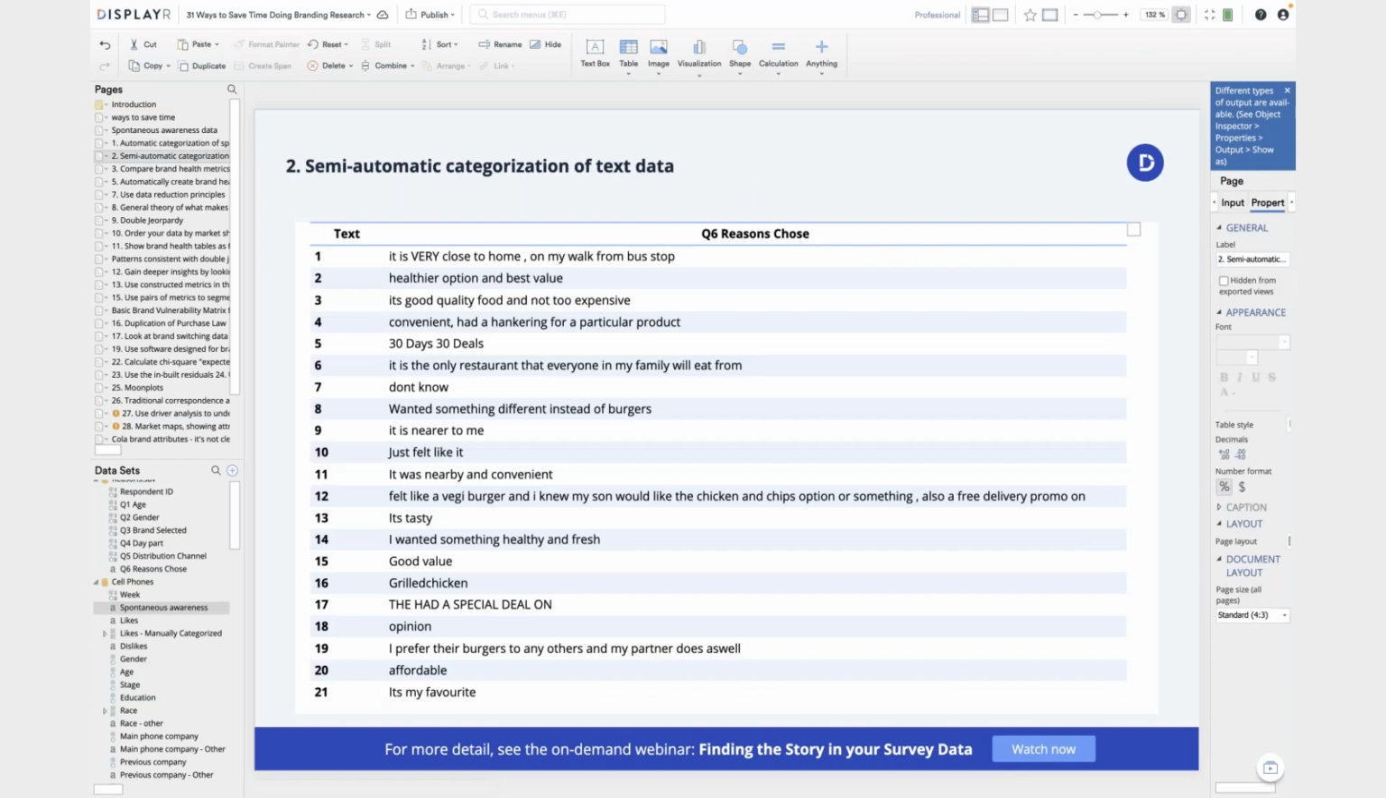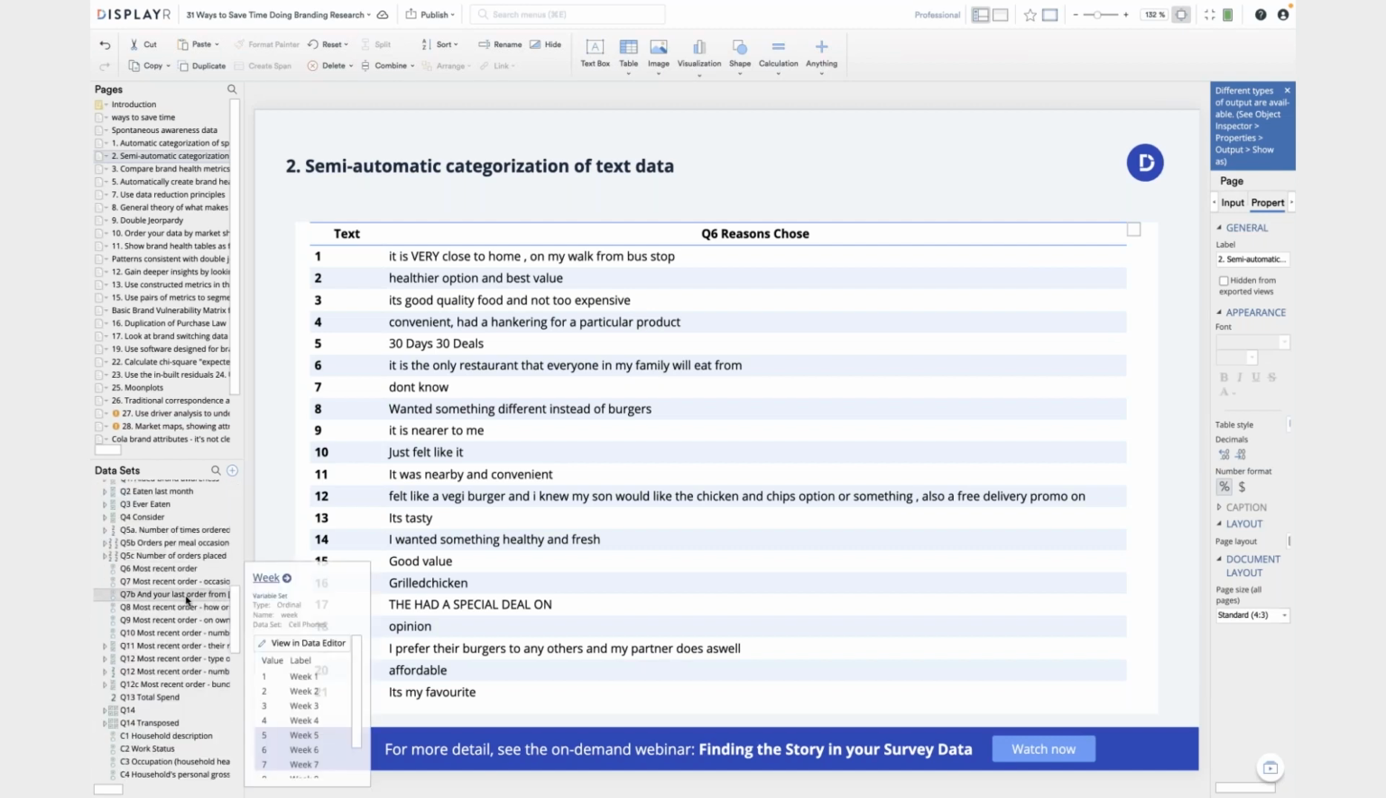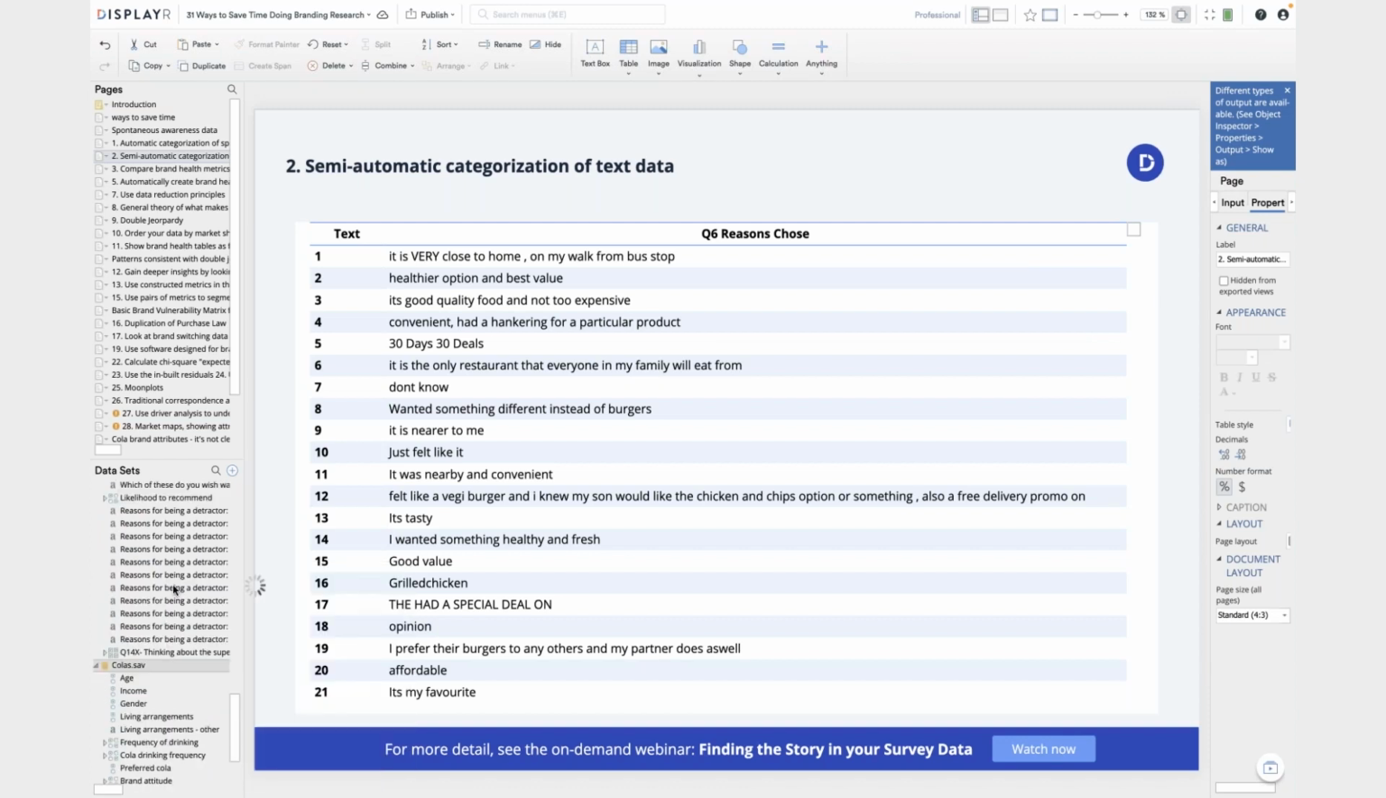Often in branding research, we ask people to explain something to us. Here, it's why they chose a particular quick service restaurant or fast food restaurant. The automatic categorization that I just showed you before doesn't do well with this type of data, and the reason for that is you need a bit of context to understand which responses are interesting and why. So we can't go with automatic categorization. We need to instead go with semi-automatic categorization.